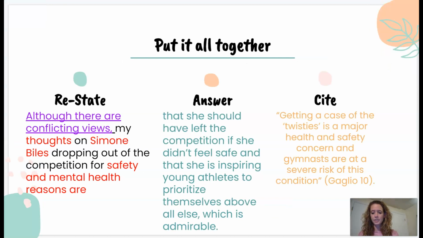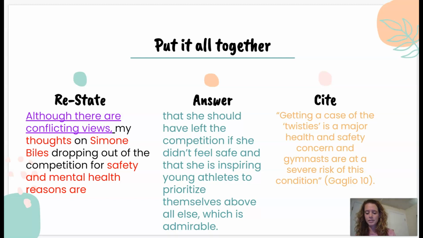Okay, so if we were to put this all together with what we've covered so far with our sample prompt, the sample question that I asked at the beginning of this group of mini lessons, it's back to Simone Biles, right? We've been using that example frequently. So you've read this several times. Although there are conflicting views, my thoughts on Simone Biles dropping out of the competition for safety and mental health reasons are that she should have left the competition if she didn't feel safe, and that she is inspiring to young athletes to prioritize themselves above all else, which is admirable.